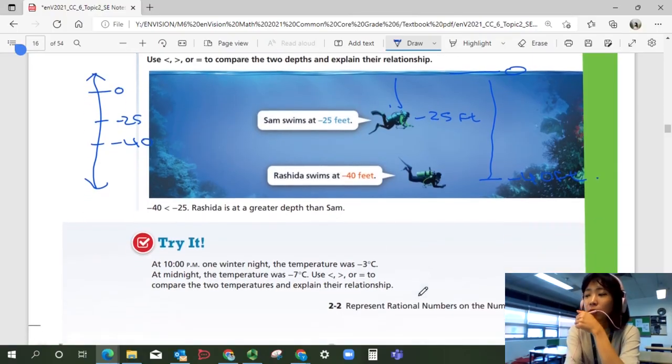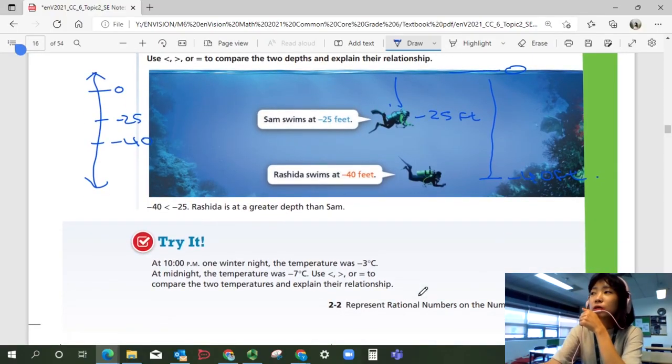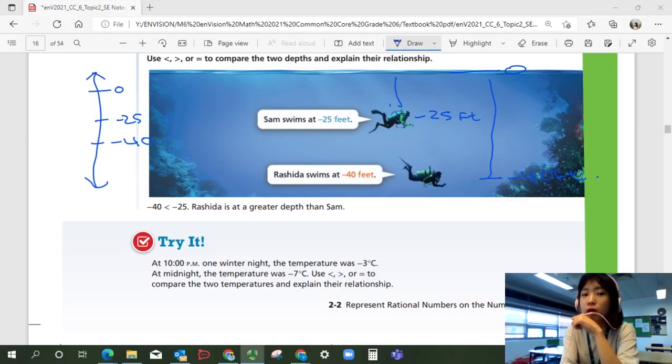At 10 p.m. one winter night, the temperature was negative 3 degrees Celsius. At midnight, the temperature was negative 7 degrees Celsius. Use less than, greater than, or equal to compare the two temperatures and explain their relationship. See if you can do it by yourself. Explain in your own words. Come back when you're ready for answers. Okay, how would you explain?